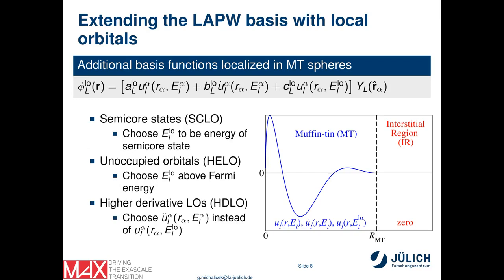So, and what do we do with that? So we can describe semicore states with that, and for this we use semicore local orbitals. There we choose the energy parameter such that it is near the semicore state. We can also describe unoccupied states with so-called higher energy local orbitals, and there we choose the energy parameter above the Fermi energy somewhere within the range of the unoccupied states.